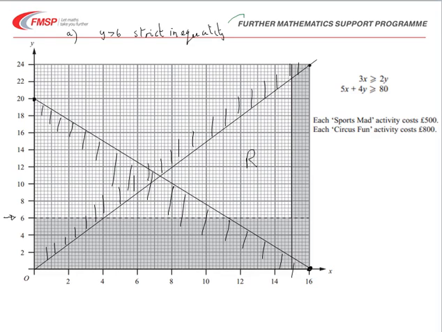Well, let's consider the mark allocation of those first two parts of the question. There was just a single B1 mark given for the explanation of why we had the dotted line in part A, and then there are a total of 3 marks for the next part. There was a mark for each of the lines, B1 and B1 for each of those lines, and then for the labeling of R.